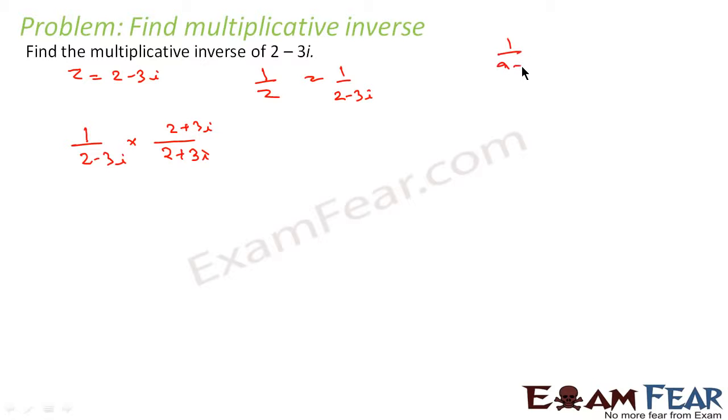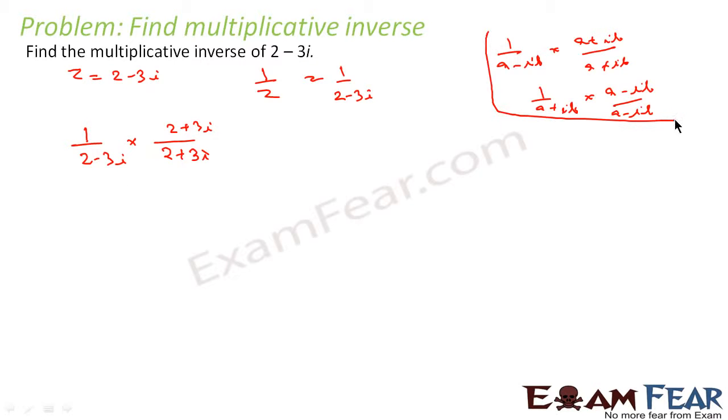So what is rationalization? If you have a number in the form a minus ib, what you do, you multiply and divide with a plus ib. So what happens? a plus ib into a minus ib, if you solve, this becomes a square plus b square. So whatever you get in the denominator is not a complex number, it's a real number, and then you get a complex number in the numerator. Similarly, if you have 1 by a plus ib, if you want to rationalize, you have to multiply and divide by a minus ib. This is an important concept. In this case, we have 2 minus 3i, so we'll rationalize by multiplying and dividing by 2 plus 3i.